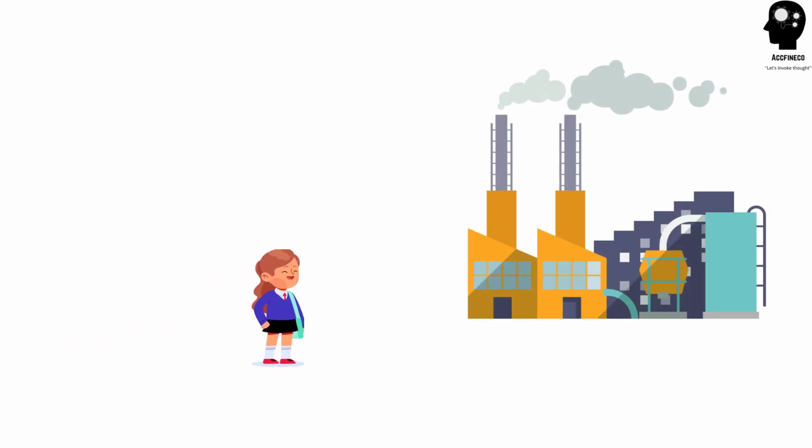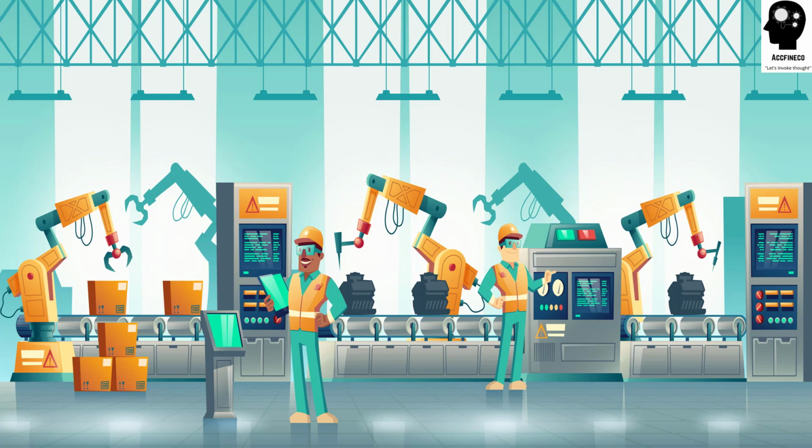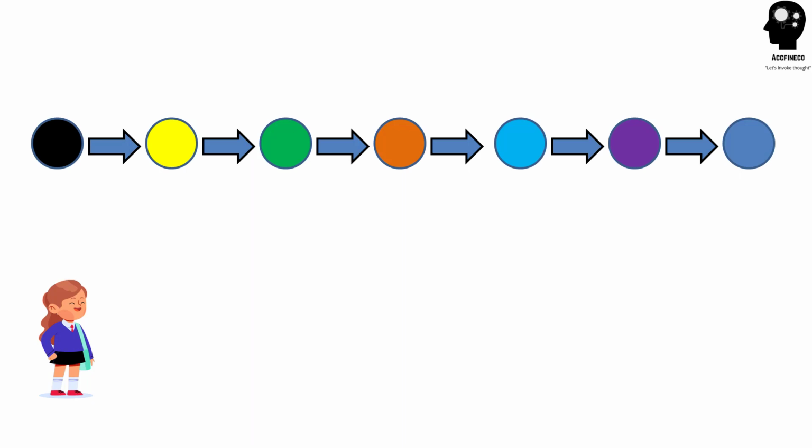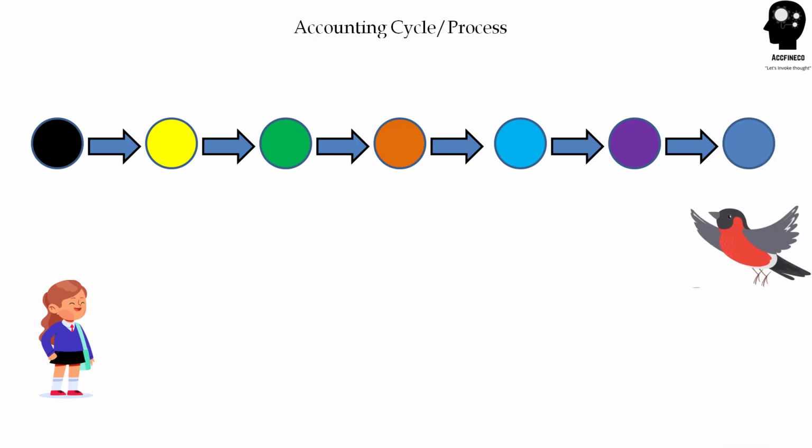Hey, let's go to an industrial car factory where we can see a lot of machines lined up. Each machine performs a different process to give the final product. Similarly, in accounting, we have some processes to go through before we close the books. This is called the accounting cycle. So let's go through each process and understand them from a bird's eye view.